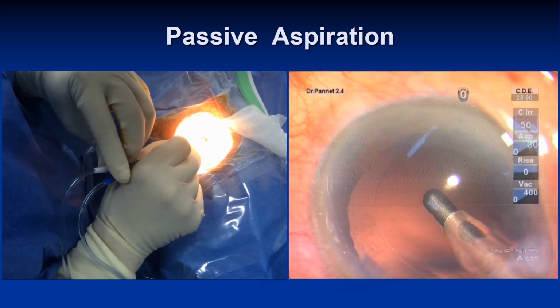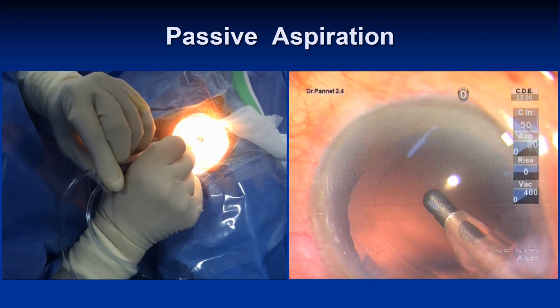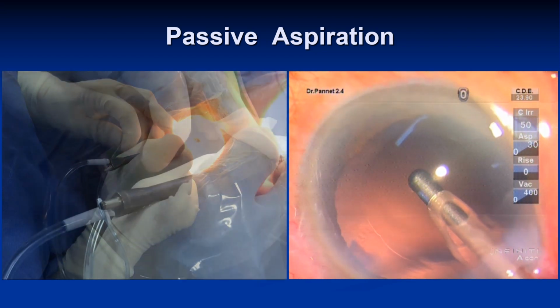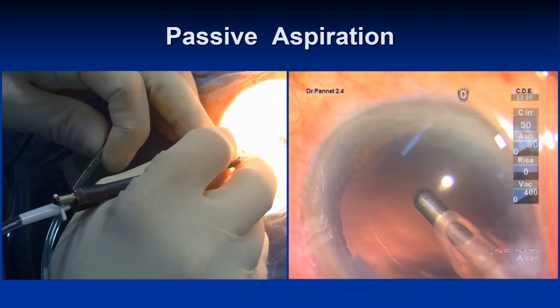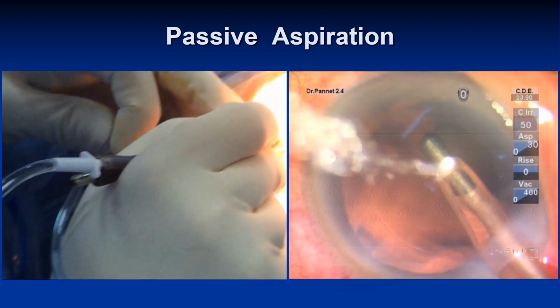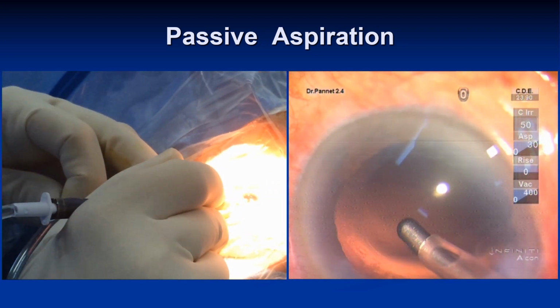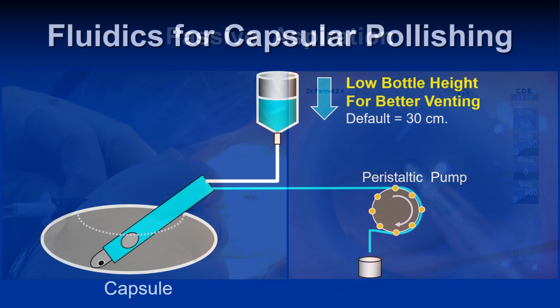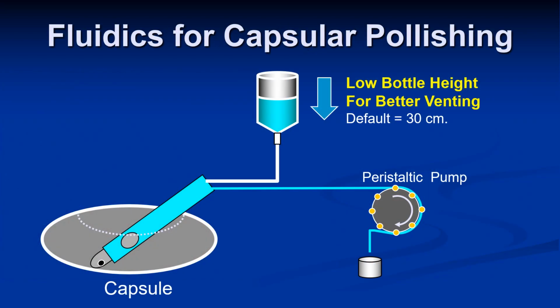Watch this video carefully. When the aspiration line is detached from the handpiece, the fluid will drop out and the capsule can be gently aspirated to the IA port. Observe capsular folds while the IA tip is moving. I usually use normal IA settings for capsular polishing, but the knowledge from passive aspiration made me change the bottle height to 30 cm to reduce the chance of capsular break.